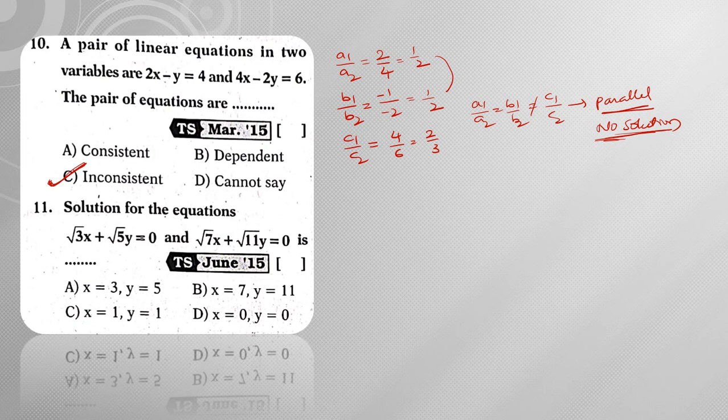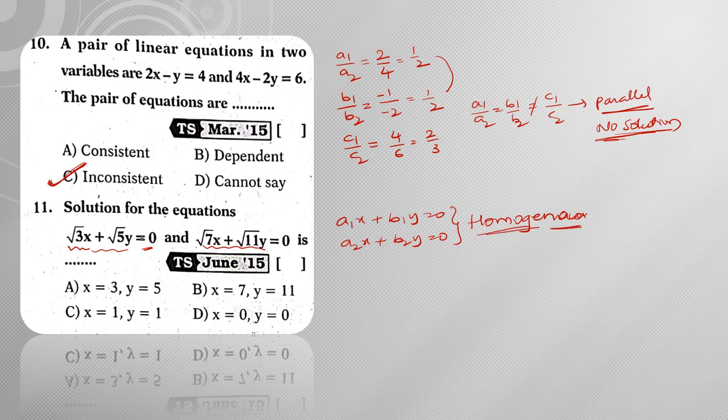Next, solution for the equations. If you observe this, root 3x plus root 5y is equal to 0 and root 7x plus root 11y is equal to 0. Here there are no constant terms. So whenever you have a1x plus b1y is equal to 0 and a2x plus b2y is equal to 0, such types of equations are called homogeneous equations, right?